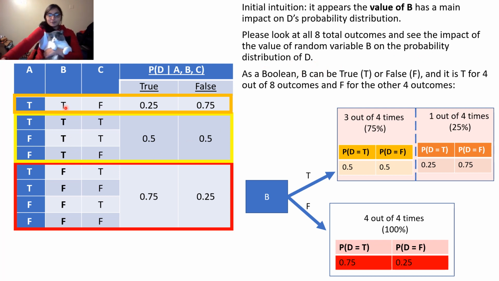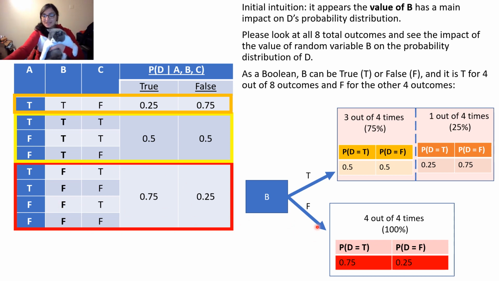As a Boolean, B can be true, which is T, or false, F. B is true for 4 outcomes and false for the other 4 outcomes, because there are 8 outcomes, and the same is true for A and C. What we observe is that whenever B is false, the probability D is true is 75%, and the probability D is false is 25%. That's what we've always observed.